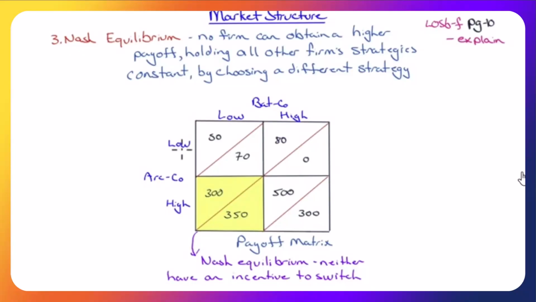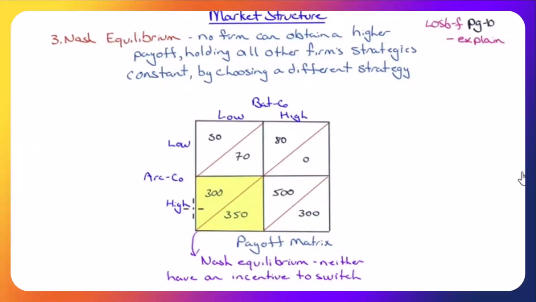If ARCO pursues a low price strategy, the payoffs are 50 and 80 depending on what BATCO does. We can see that BATCO in this situation says, well, if you're going to pursue a low price strategy, so will we. Because if we go high, we make nothing, so we'll go low. We'd prefer to be down here where prices are high, and ARCO sees the same thing. It says, look, if BATCO chooses low, we can either make 50 or 300.